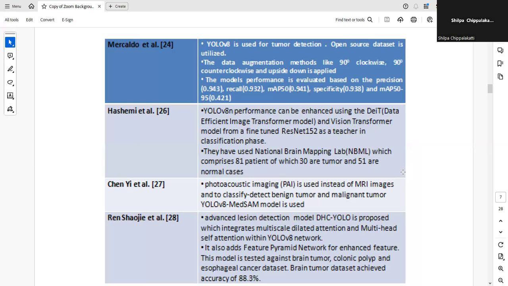The researchers in 27 have used photoacoustic imaging instead of MRI images. They have used a photoacoustic image for the detection of a tumor.